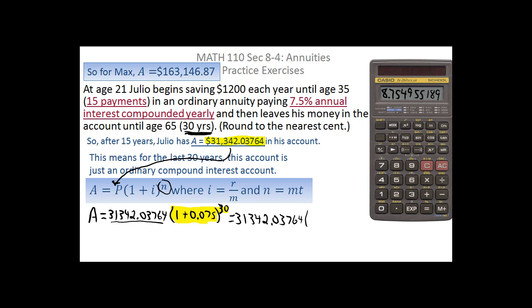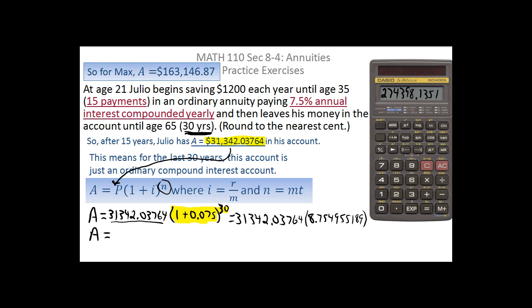So that turns out to be 8.754955189. Now all I need to do is multiply those two numbers together and I'll have the final value of A for Julio. So since the 8-point number is already in the calculator, I'll just do times the other one, which is 31,342.03764, equal.